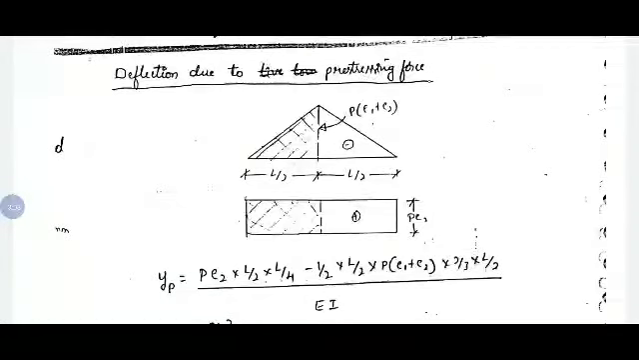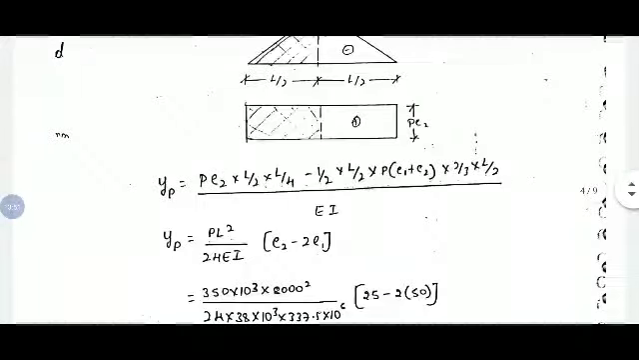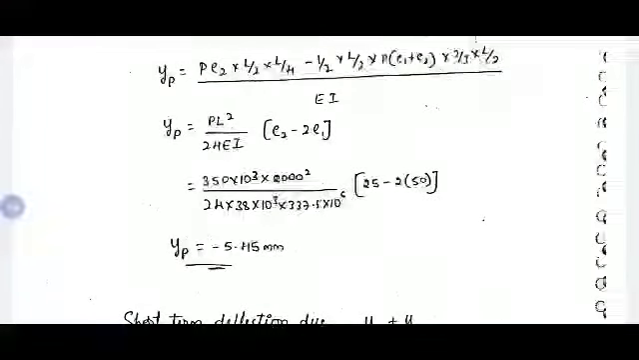deflection due to pre-stressing force will be calculated as the area of the rectangle diagram, P into E2 into L by 2, the length into breadth, area of rectangle, into L by 4, that is length by 2 will be the centroid for the rectangle. So L by 2 is the length of the rectangle and divided by 2 it is L by 4, it is positive, minus, now we are going to consider the triangle, half into base L by 2 into height P into E1 plus E2, that is both eccentricities we have considered, into 2/3 of base, 2/3 of L by 2, divided by EI. On simplifying we will get PL square by 24 EI into E2 minus 2E1. On substituting the values we will get deflection of minus 5.45 mm.